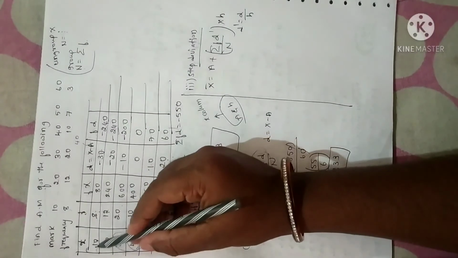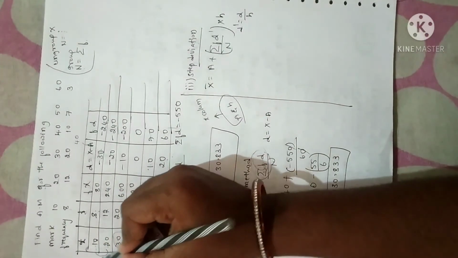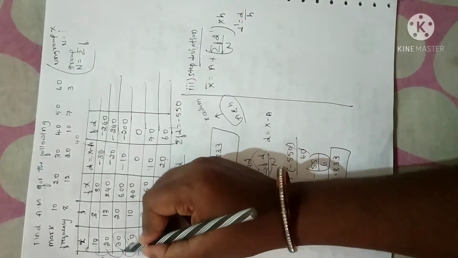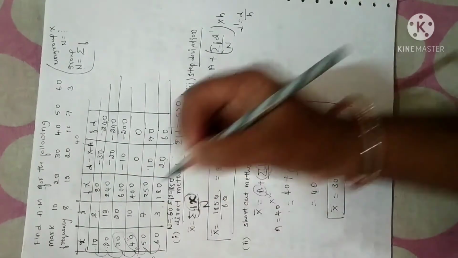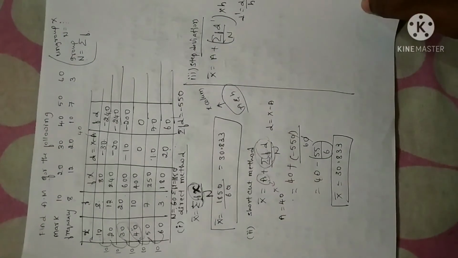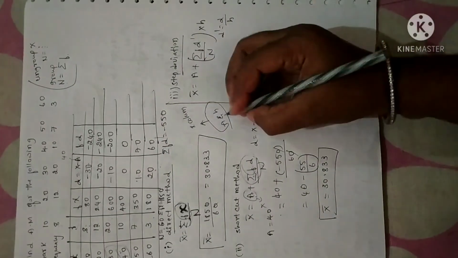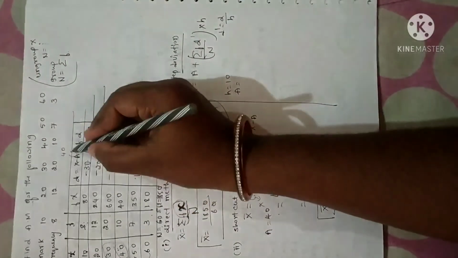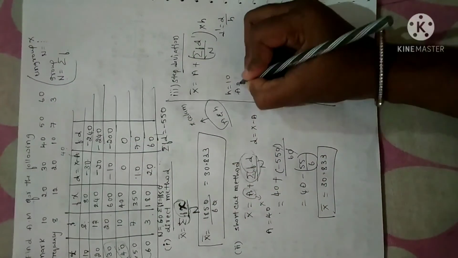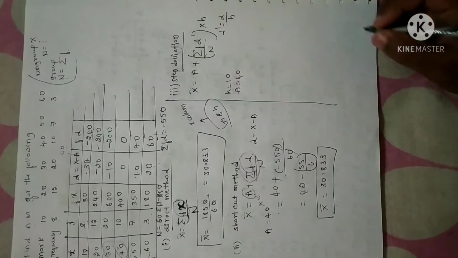Now take the common difference. 20 minus 10 is 10. Again 30 minus 20 is 10. 40 minus 30 is 10. 50 minus 40 is 10. 60 minus 50 is 10. So in all the cases the common difference is 10. So let me take the value of h as 10, so h is equal to 10, and let me take A as the same value, that is 40. Fine, it is your wish, you can take any of the values.